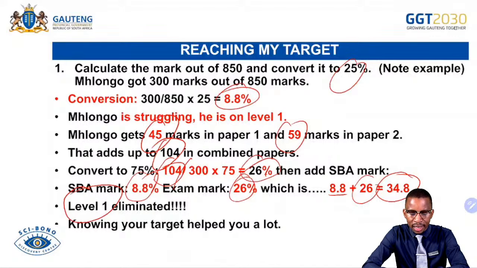So knowing your target has helped a lot. Mhlomo was able to escape level 1 because he knew his target, he knew his year mark. That has assisted him to add more effort on studying, which allowed him to get 34.8 instead of getting level 1. So it is very important for you to be very clear about your target, know your year mark, know your SBA mark out of 25%, and then plan for the examination.